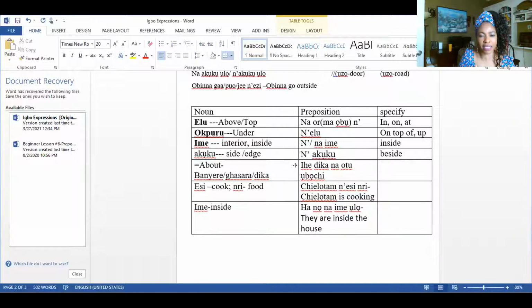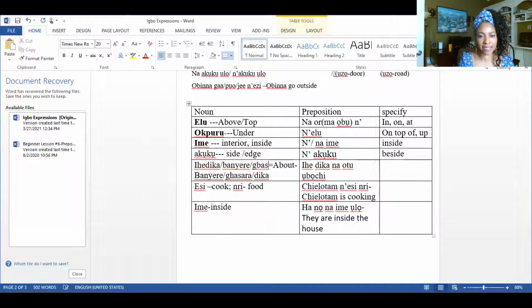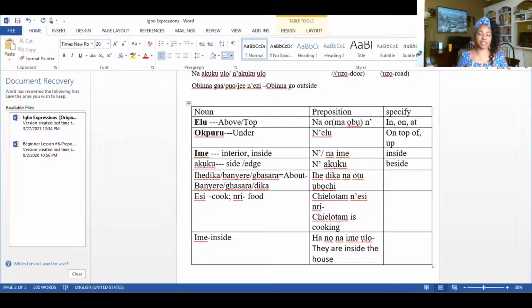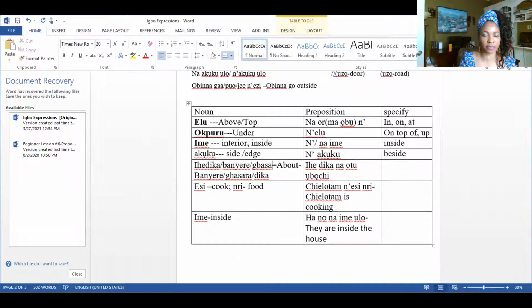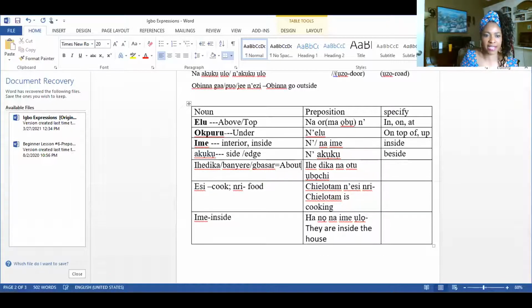Okay. No question until after the class. About is something like banyere ihe dika. Another word is banyere. And the other one is basara, depending on your dialect. So now I have all of them. Banyere, basara, deka. Some people just say deka.